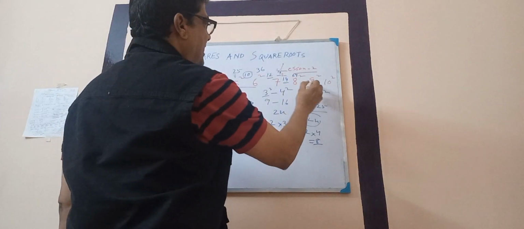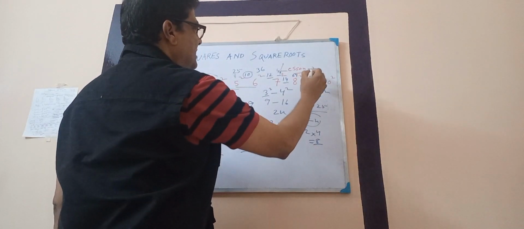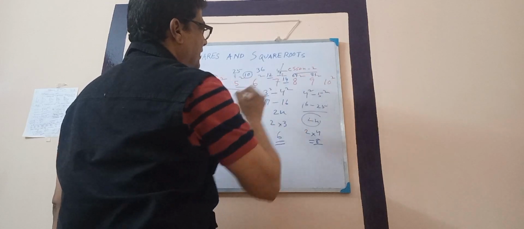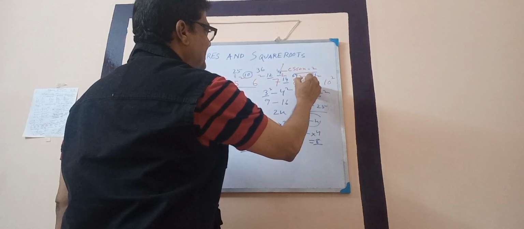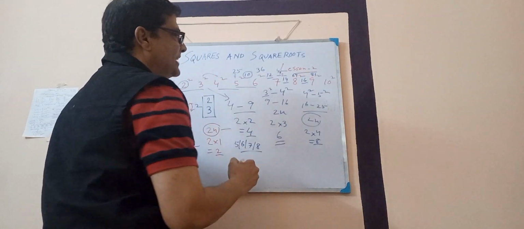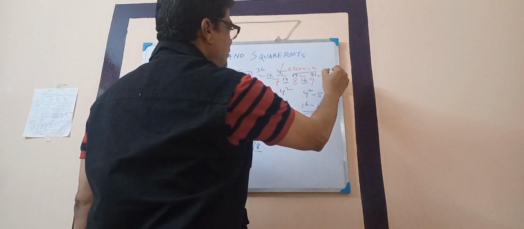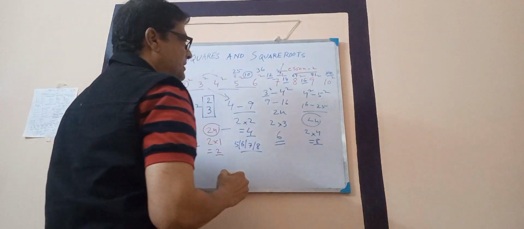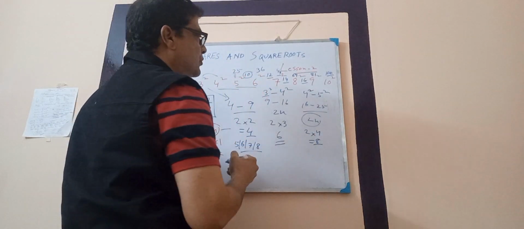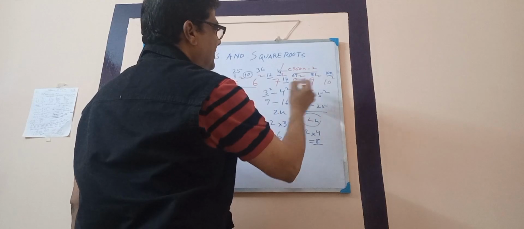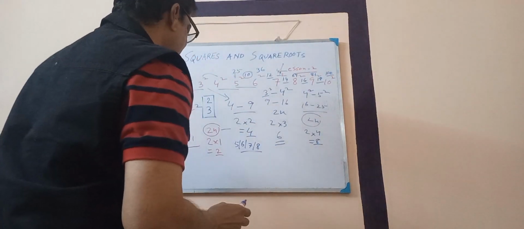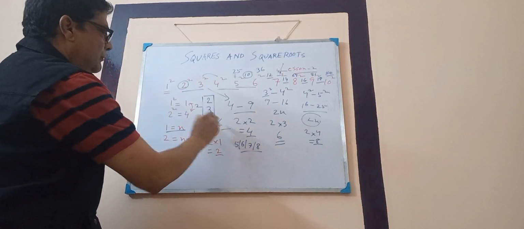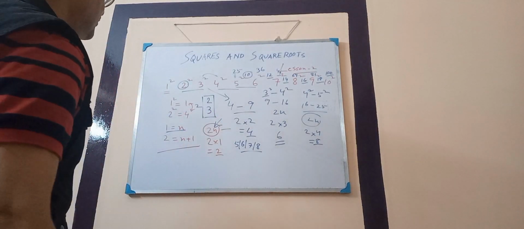In between 8 square and 9 square, that means 64 and 81. How many numbers? n is 8. That means 16 numbers. In between 9 square, that means 81, and 10 square, that means 100, how many numbers which are not square numbers? So n here is 9. So 9 into 2, that means 18 numbers. So the formula is 2n. You have to remember this particular formula.